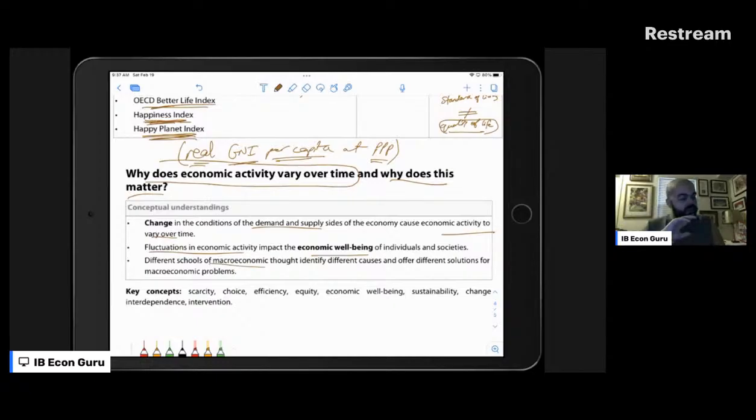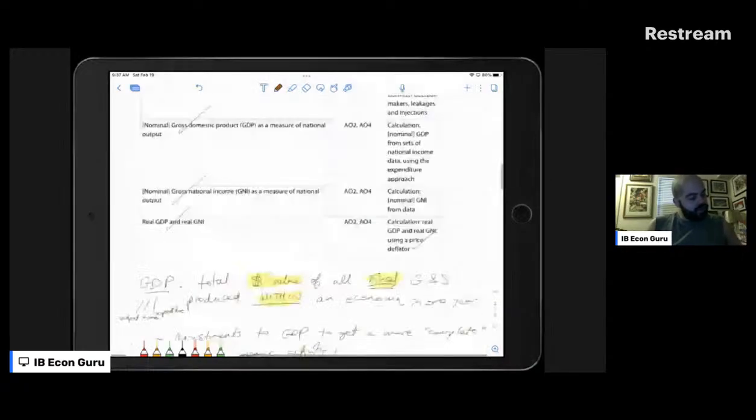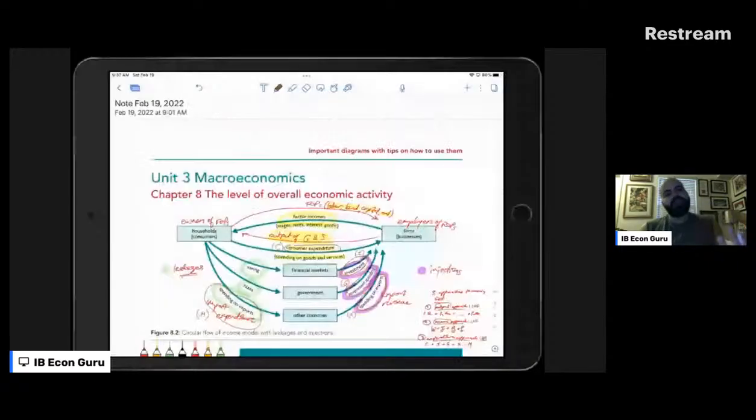And there are different schools of macroeconomic thought that identify different causes and different solutions for macroeconomic problems. Okay, so we're going to look at macroeconomic goals and objectives like low unemployment, low and stable inflation rate, high economic growth, and so on. Okay, and there you go. That was a quick 30-minute or so review of how economic activity is measured, and the business cycle and the different adjustments that we make to those measurements of economic activity.